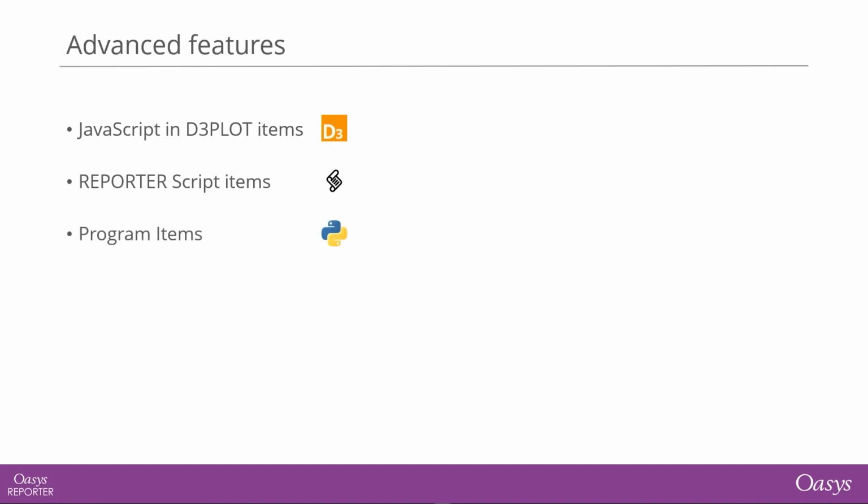So in this webinar, we've covered all of the basic features in Reporter that should allow you to start giving it a try. But of course, there are lots more advanced features that we haven't covered. You can use JavaScript in D3PLOT items to enable more complex processing. Reporter script items allow you to customize your templates further, and program items allow you to run external scripts like Python and command line tools.